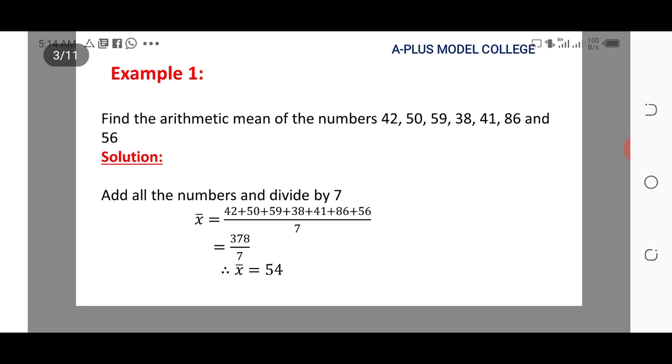In the first example, we want to get the arithmetic mean of 42, 50, 59, 38, 41, 86, and 56. When we have small numbers, we just add them together and divide by n. In this example, you can see that each of the data has been added together and we divide it by the number of data. That gives us 54 as the mean.